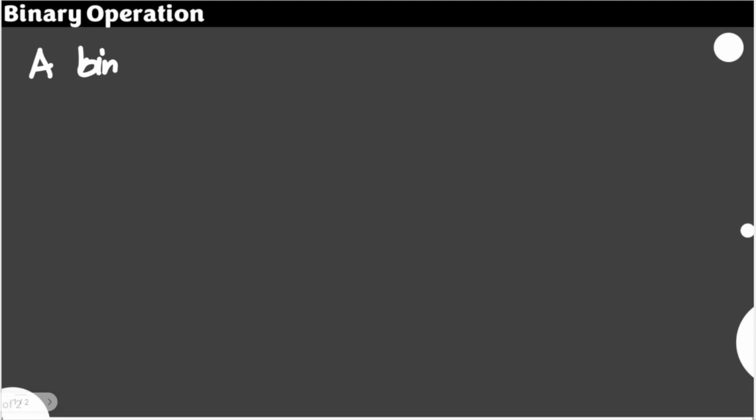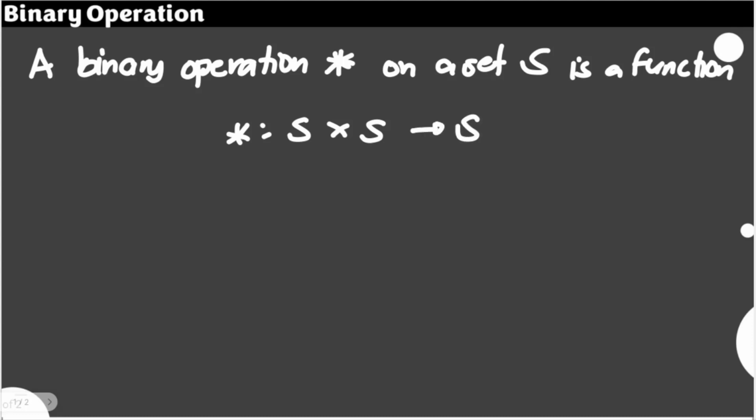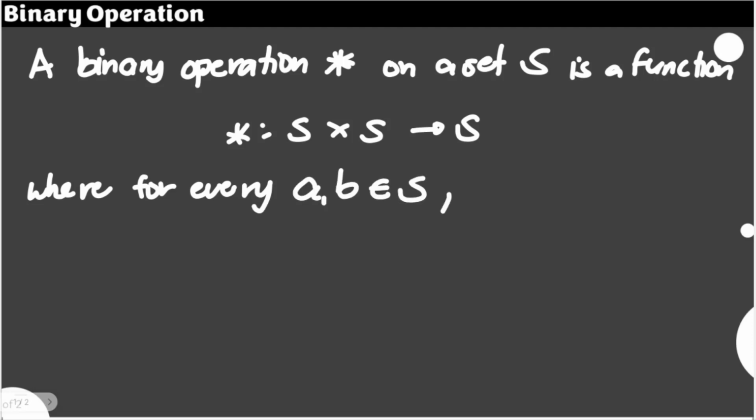A binary operation, let's say star, generally it's indicated as star, but we can also have some specific examples later on, on a certain set S, is a function, let's say here star is the mapping of the Cartesian product of S with itself into S, where for every A and B which are elements of S, the result A star B is also an element of S.